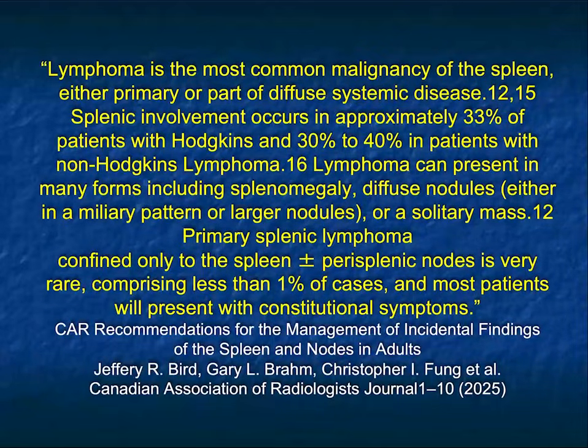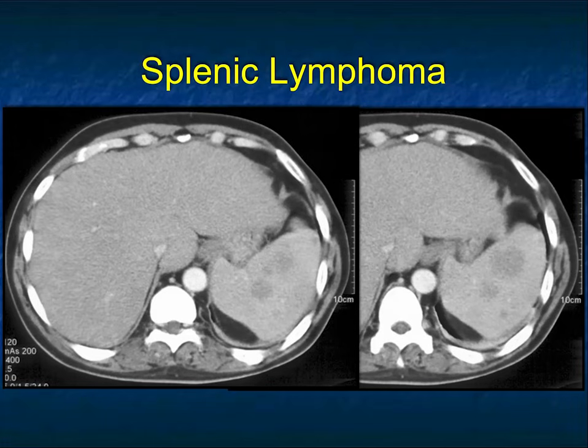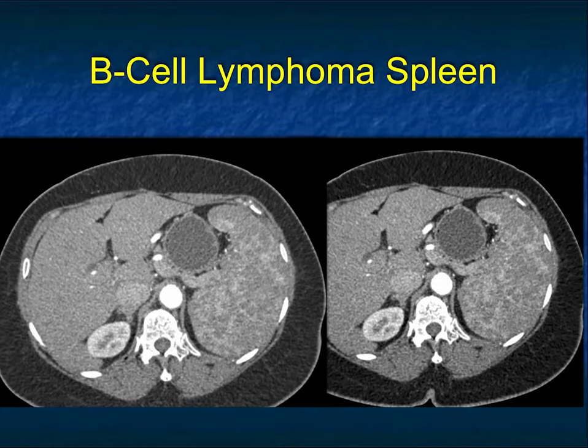Lymphoma is the most common malignancy of the spleen, either primary or part of diffuse systemic disease. So again, it's rare to be only involving the spleen. It's much more common to involve spleen and liver and nodes, and the chest, perhaps, as part of a systemic manifestation of the disease process. Here's a nice example. Spleen is minimally enlarged, but there are multiple low-density splenic lesions.